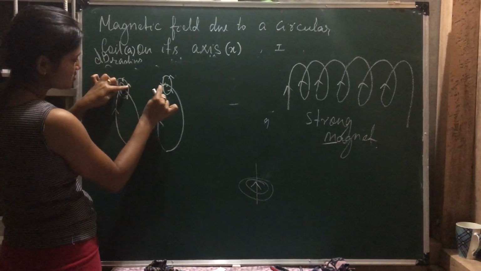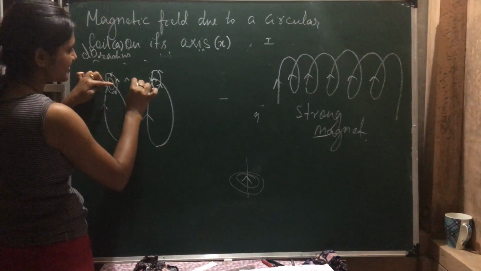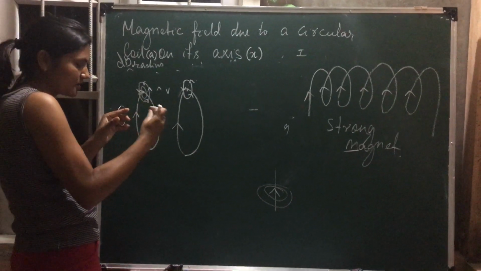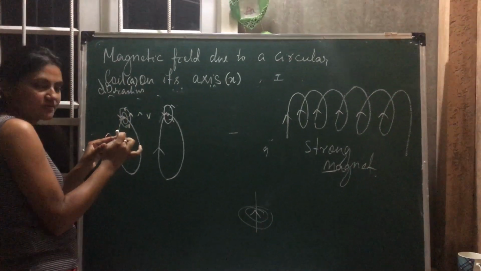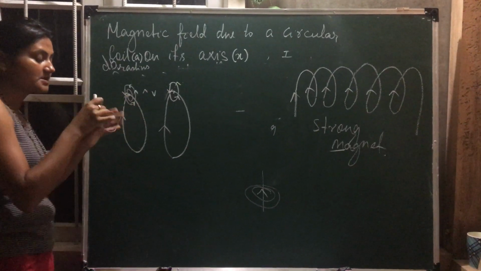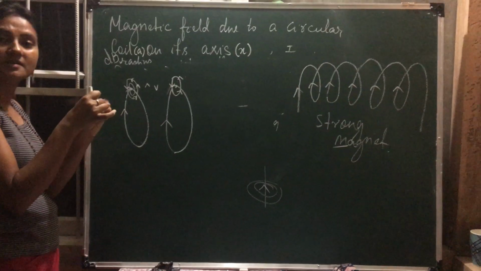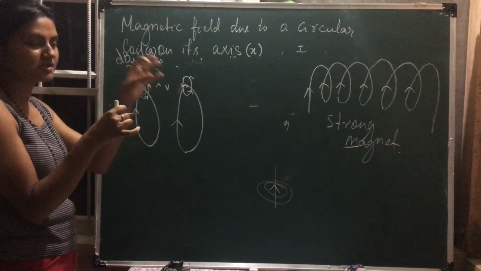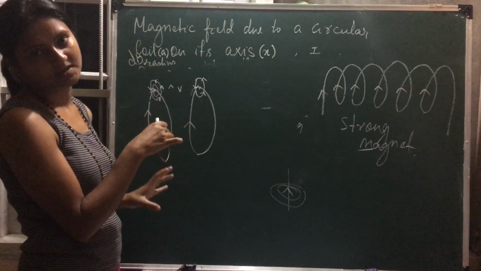Now if you see, this adjacent one is directed this way, one is directed this way, and all of them are close to one another, so one will cancel the effect of the other. So on the sides, the magnetic field will be zero. What remains is only at the center. This is what a solenoid is, and how it gives the strong magnetic field. That is all about it. Thank you.